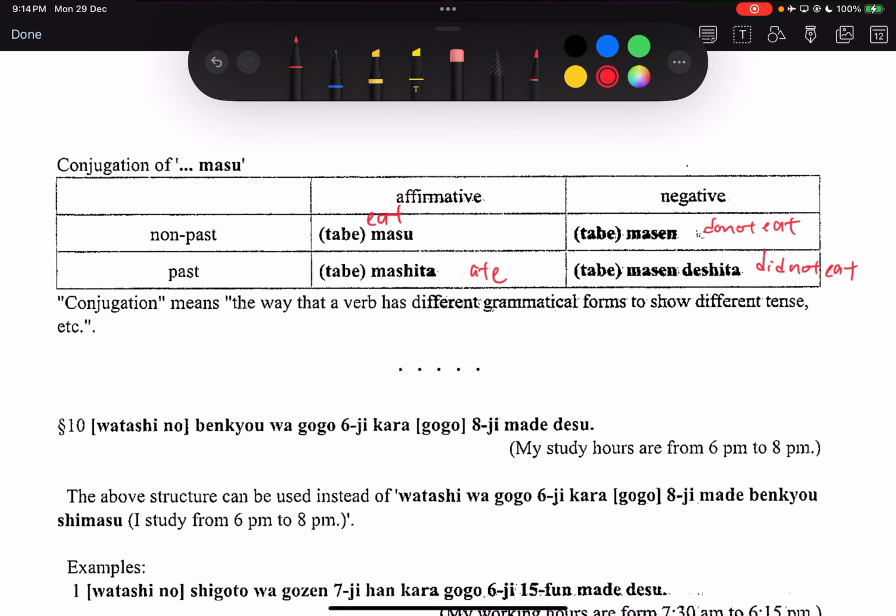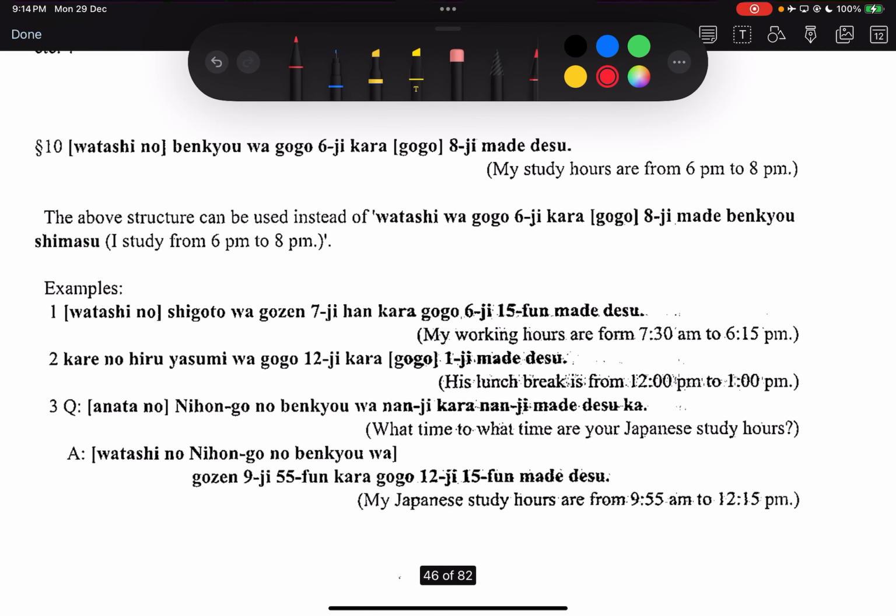But for the past tense, I will talk about it, maybe not now. I will confuse you guys. The one is a bit more complicated. But the rule of thumb is for nouns and na-adjectives, the past tense just add deshita.